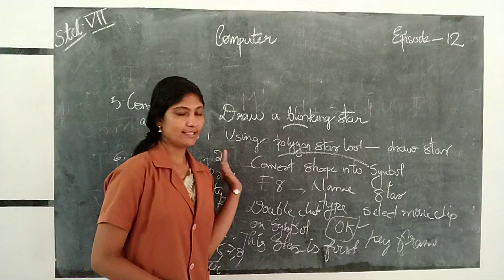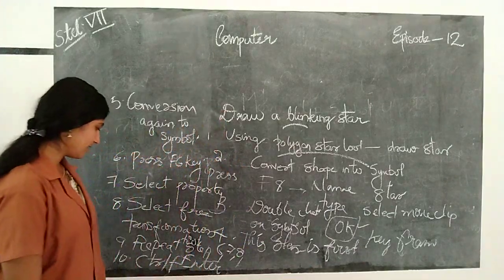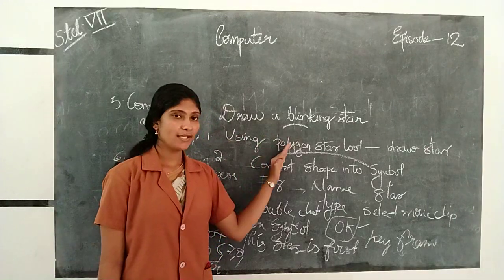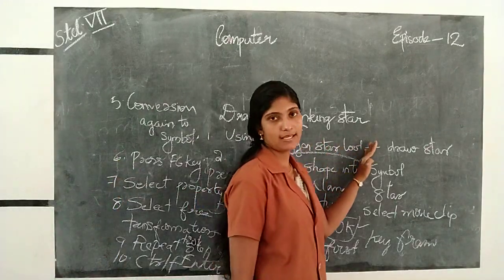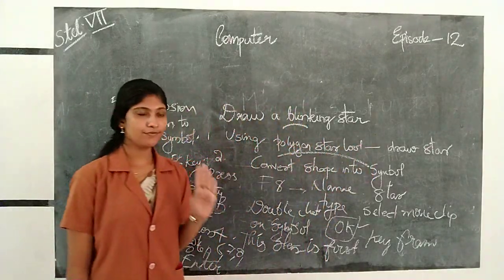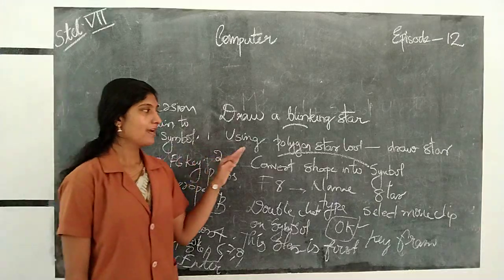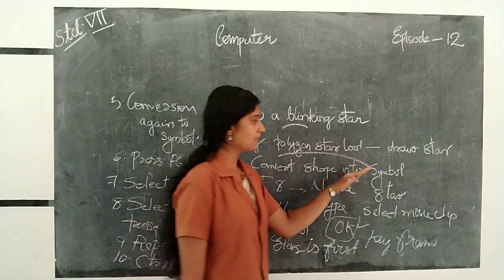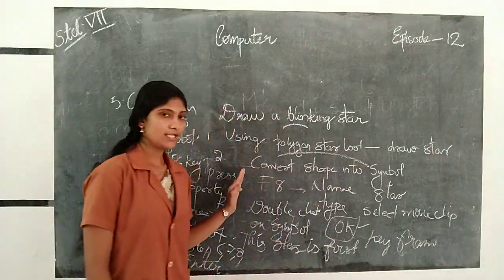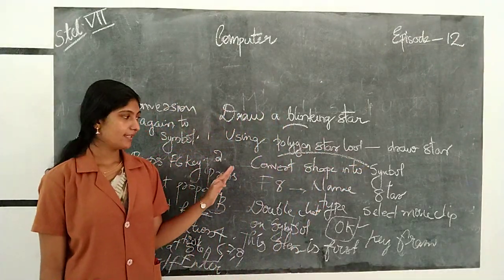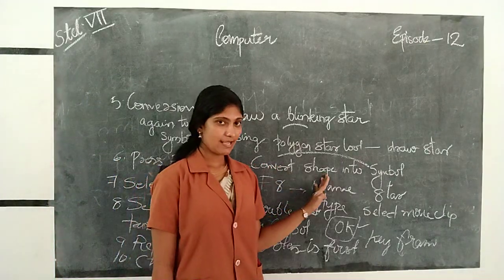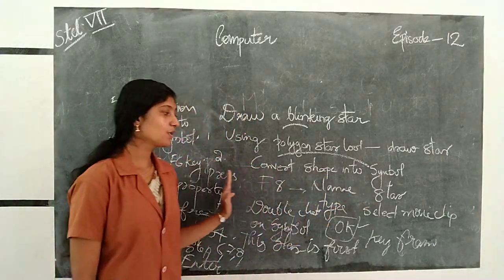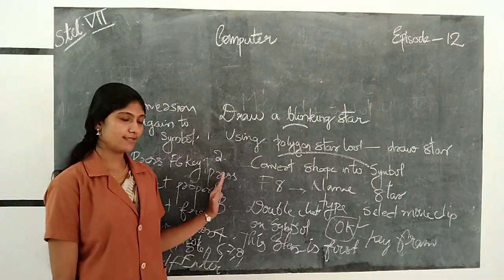Once again, here there are 10 steps. First, using a polygon star tool, draw a star. That is the first step. Second step, we need to convert that star shape into symbol. So, just press F8 key and then it contains a name box and a type and then a button. So, you need to enter a name for that symbol.